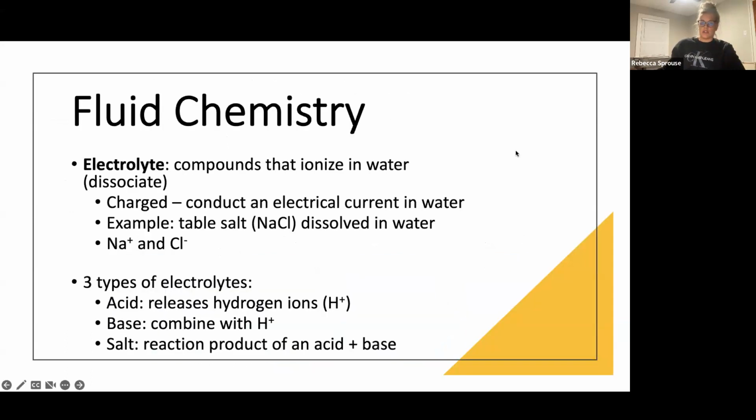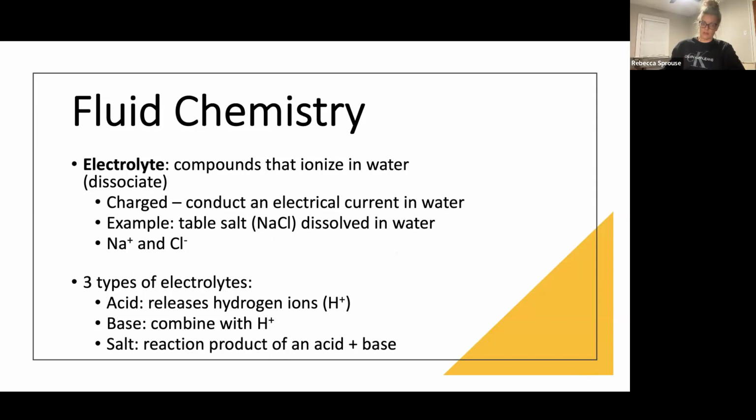So then what's an electrolyte? An electrolyte is a compound that ionizes in water, so something that breaks apart in water. But the unique thing here is that the particles it breaks into are electrically charged. Your sodium, your potassium, your calcium, your chloride, all of those things have a charge, if you remember from general chemistry. An example is table salt, which is NaCl, sodium chloride.